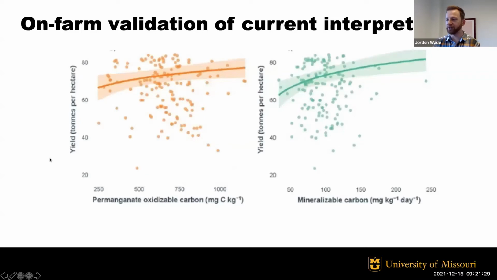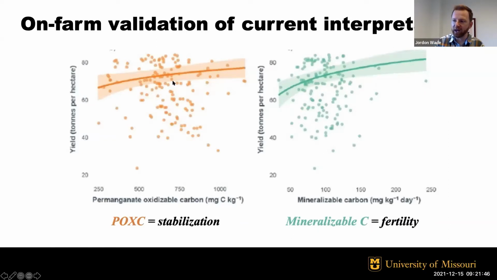Now, these graphs don't show it very well for various reasons. I wouldn't have presented this data this way, but when they actually run the numbers, they found the same thing as our previous work, which is that the permanganate oxidizable carbon is less related to productivity, whereas the mineralizable carbon is more related to productivity on these working farms.